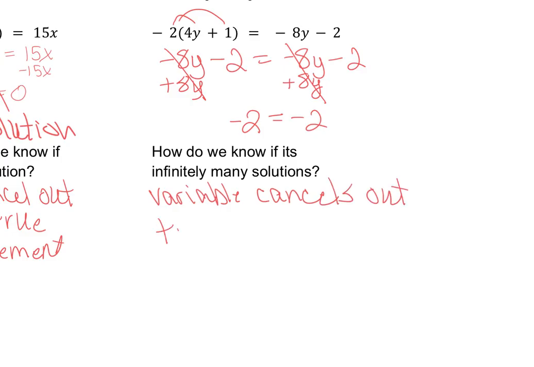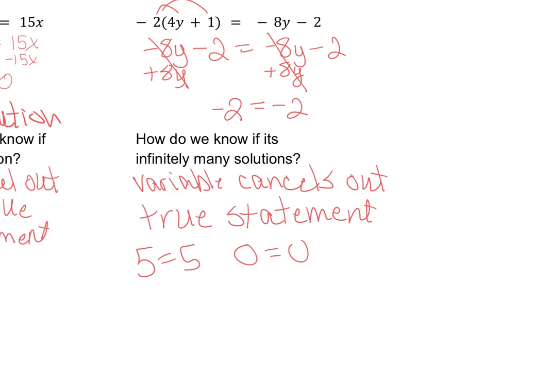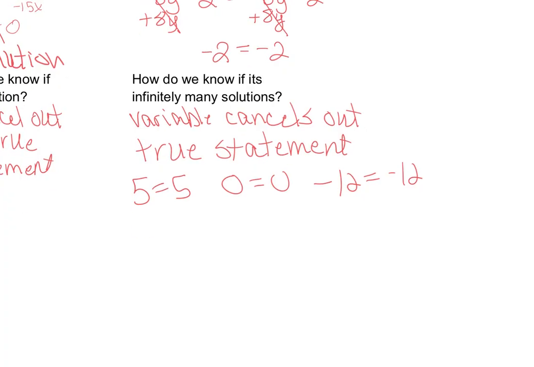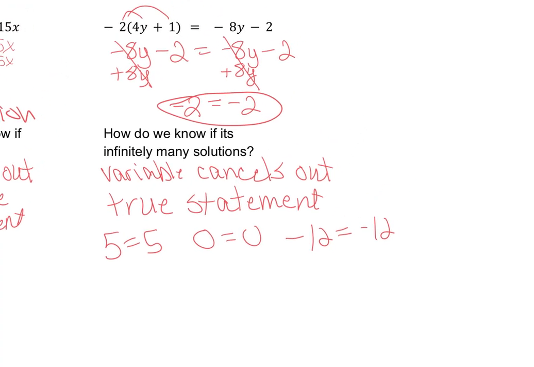And we get a true statement, meaning the number equals itself. For instance, negative 2 equals negative 2. We could have like 5 equals 5. We could have 0 equals 0. We could have negative 12 equals negative 12, things like that, a true statement. And what that means, if you end up with something that looks like this, where you have a true statement, our answer would be infinite, oops, I spelled that wrong, infinite solutions, or infinitely many solutions.